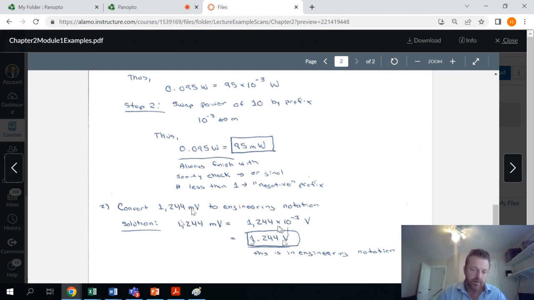Since millivolt is a scaled down version of a volt, when you convert it to a volt, the number will get smaller, as it did in that case.